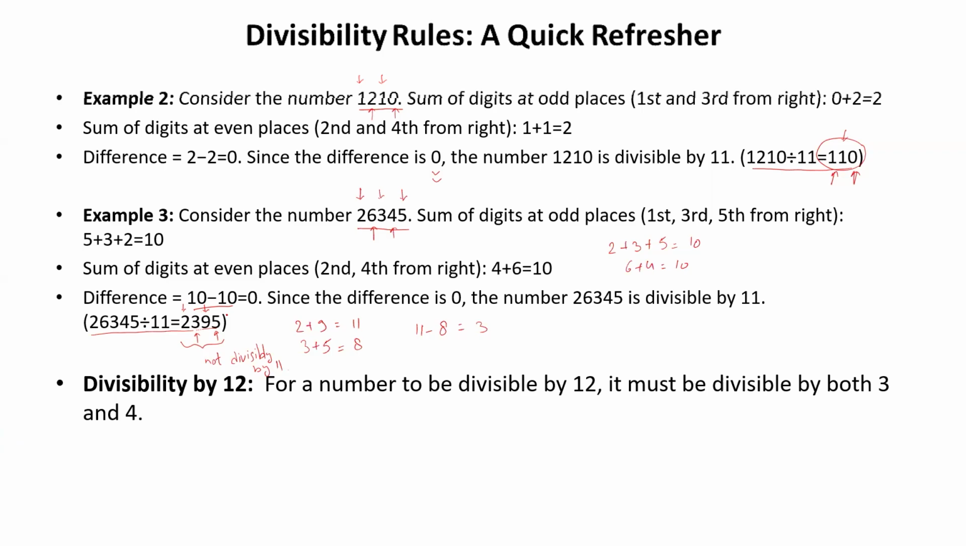Now, divisible by 12. How to check whether a number is divisible by 12? For a number to be divisible by 12, the number should be divisible by 3 as well as 4. Why is it so? Because 12 is equal to 3 into 4. So, it should be divisible by 3 and 4. And basically, that I will tell you later.